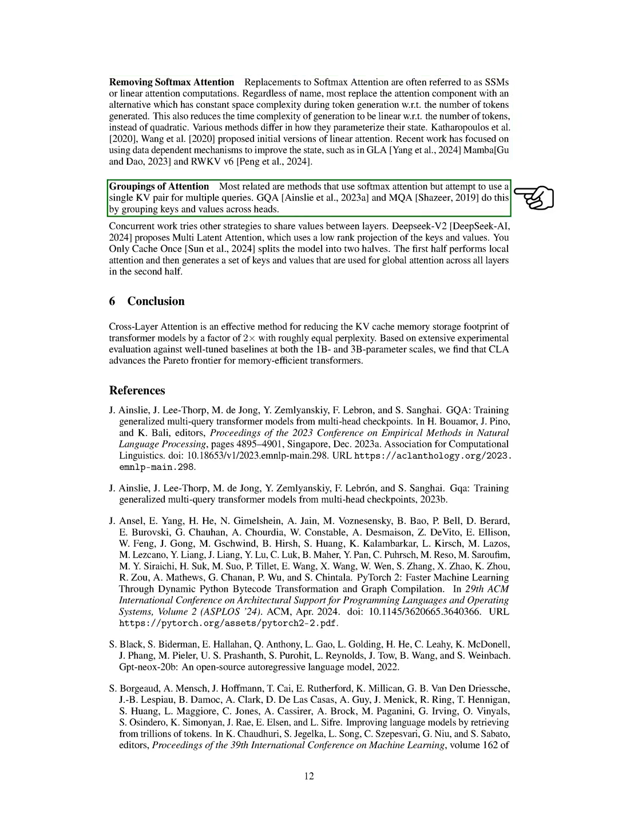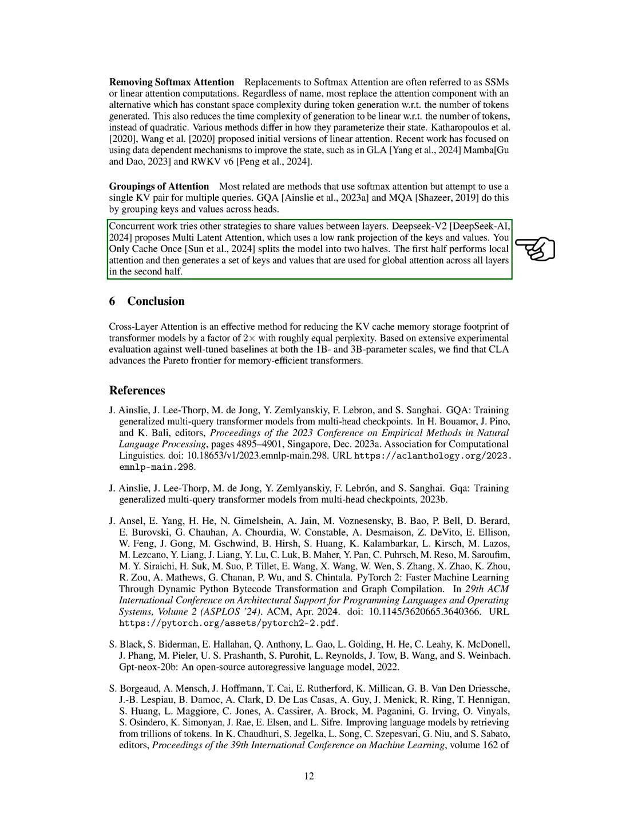Lastly, we have discussed methods that use softmax attention but aim to use a single KV pair for multiple queries. Approaches like GQA and MQA group keys and values across heads, while DeepSeek-V2 proposes multi-latent attention, which projects keys and values to a lower rank. Another method, You Only Cache Once, divides the model into 2 parts, with the first half performing local attention and generating keys and values used for global attention in the second half.